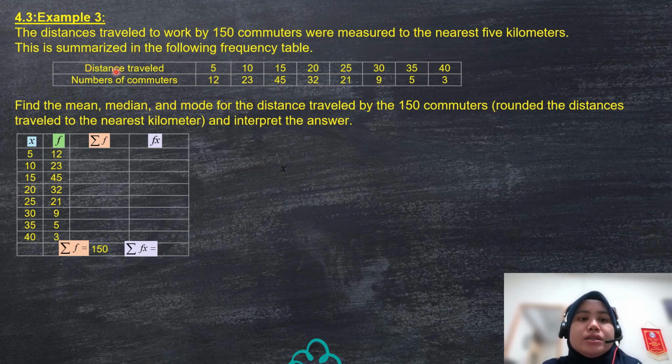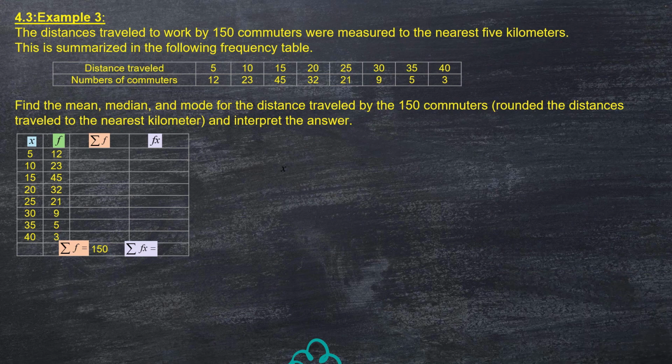So your subject here is distance travel. That means your distance travel will be your x and the number of kilometers will be your f as frequency. Okay, the keywords here is 150 kilometers, right? So that is our summation f equal to 150, which is our n. Okay. So firstly, let's find our mean.